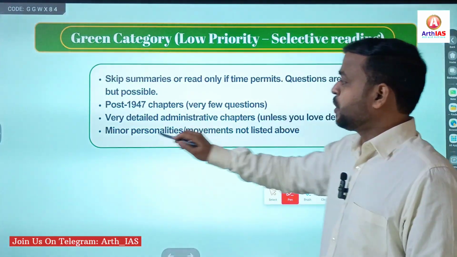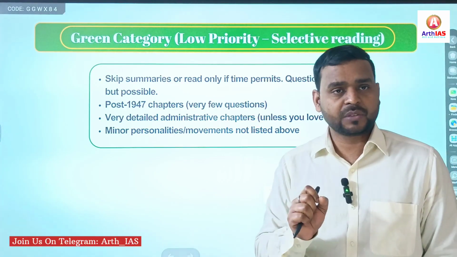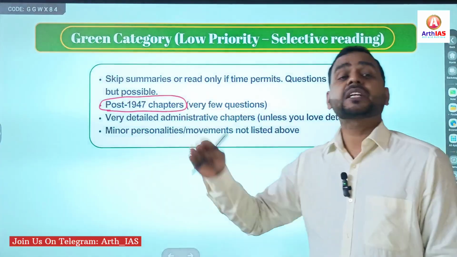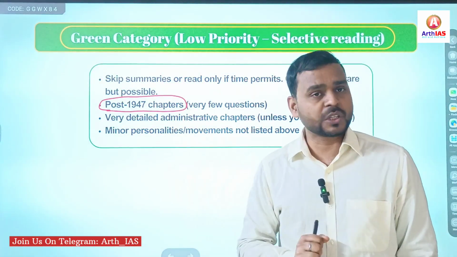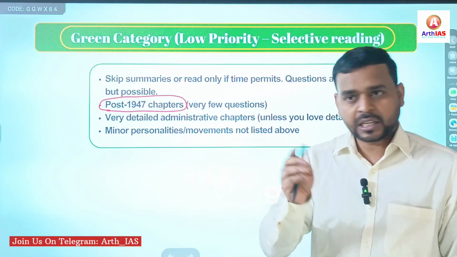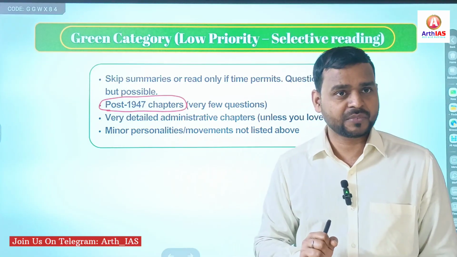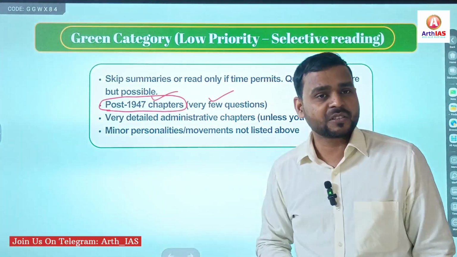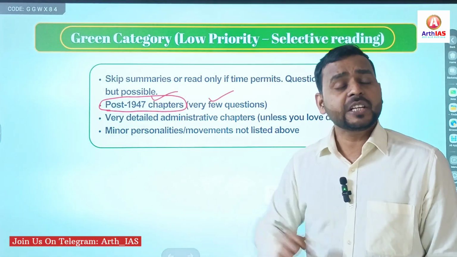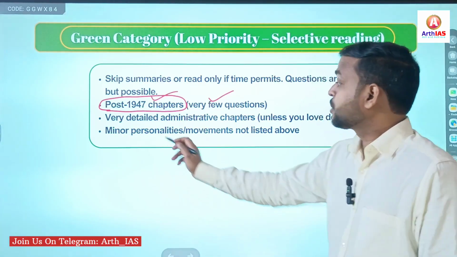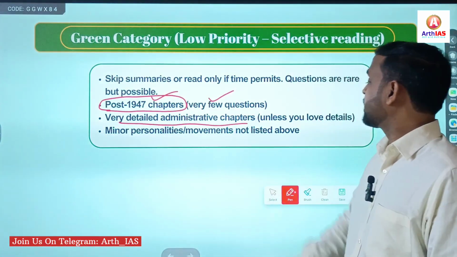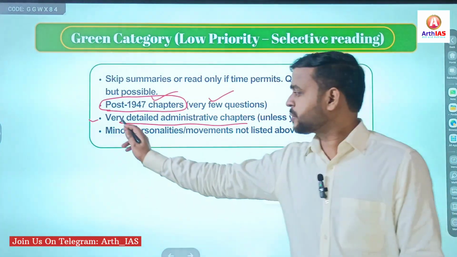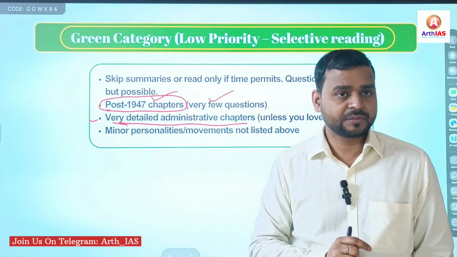Here it demands very selective reading, especially post-1947 chapters, meaning history related to or after 1947. Though questions may be framed, as the syllabus also mentions India since independence, very few questions come, but you cannot skip these chapters. But these are low priority areas. Quite clear? These are very detailed administrative chapters, and until and unless you love them, you can skip them, right? This topic is also important from your mains perspective.